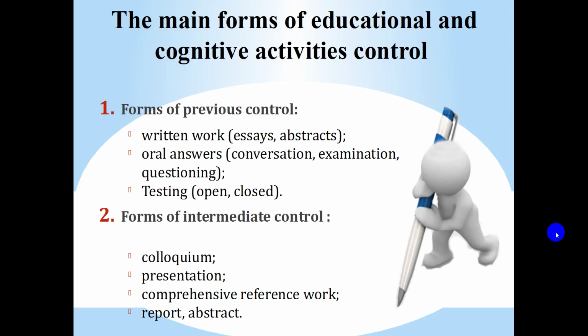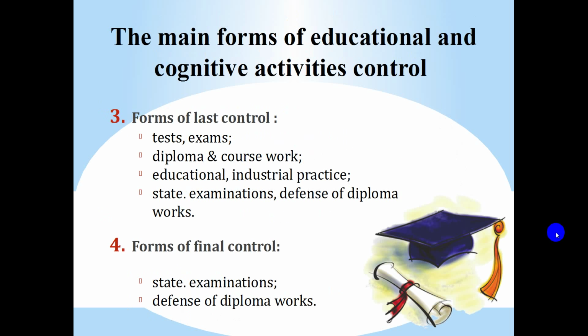Then, forms of intermediate control. We can name colloquium, presentation, comprehensive reference work, report, and abstract. Third, forms of last control. We can name tests, exams, diploma and coursework, educational and industrial practice, state examinations, defenses of diploma works. Forms of final control, we have only two of them: state examinations and defense of diploma work.